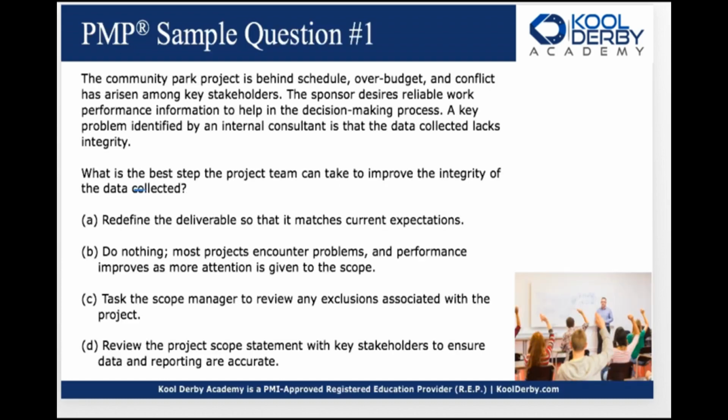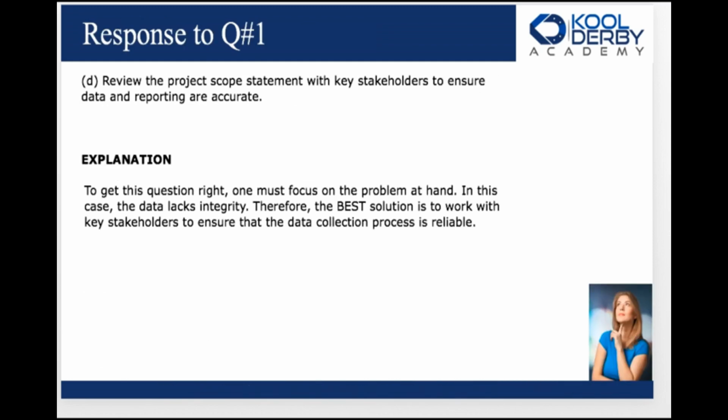Let's go back to the one here. Task the scope manager to review any exclusions associated with the project. Okay, that has an element of truth or accuracy, but it's not the best answer. It's a right answer. You're looking for the best answer, and that is D, delta. All right, question number 2.